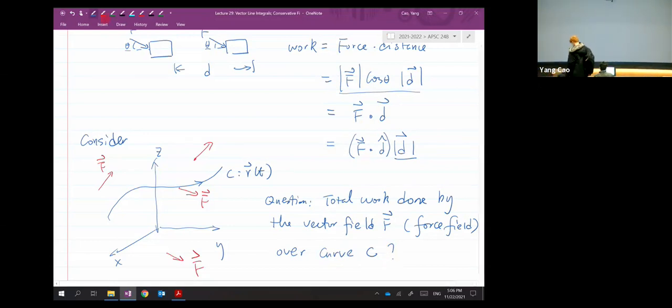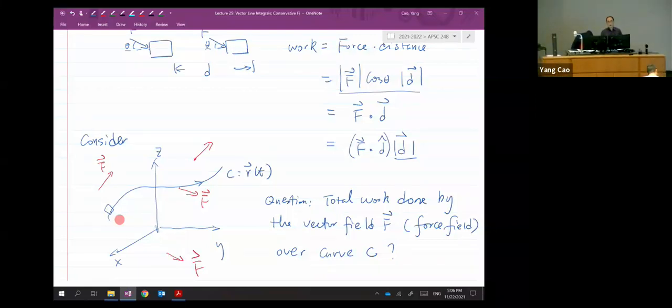So you can visualize if I have a mass starting from this location, then at every location along the curve C, there's a force pushing it. It's pushing with different magnitude and maybe at a different angle. But that object will be pushed from one end to the other end. So the question is, what will be the total work done by that vector field or force field over this curve C? That's what we want to find out.